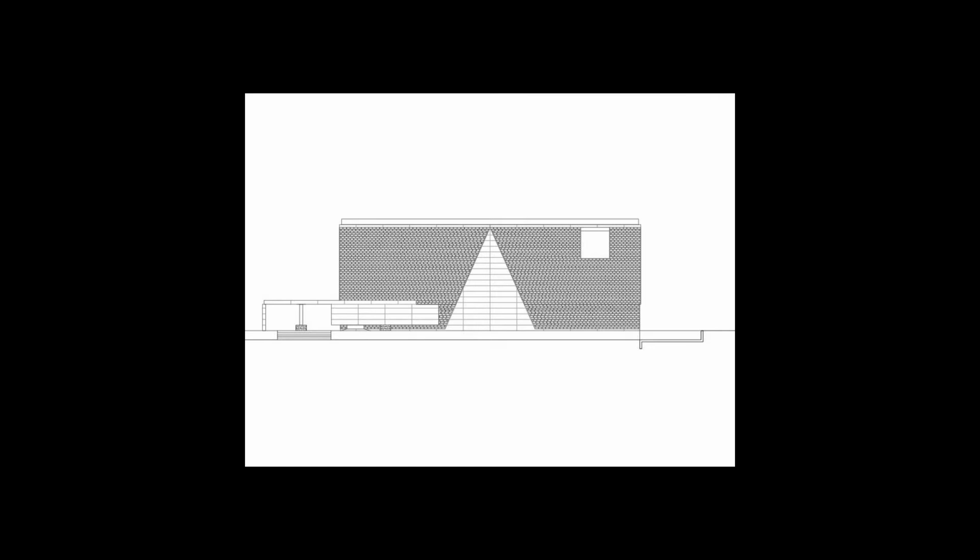This is the main facade. This triangle here is out of concrete to stabilize the building into this direction for horizontal forces. Everything else is made out of bricks, the same bricks that were already existing in the other buildings.